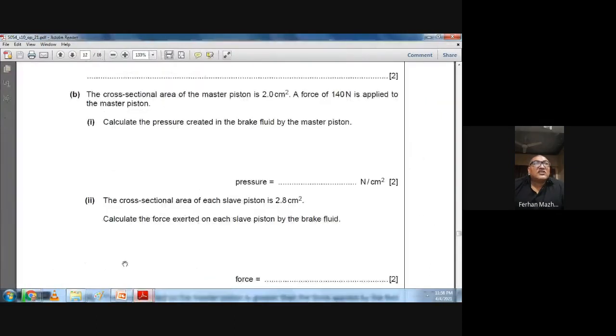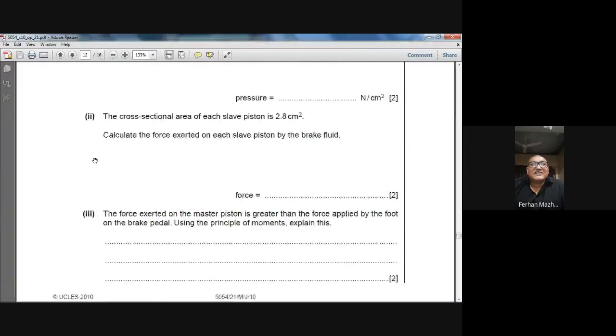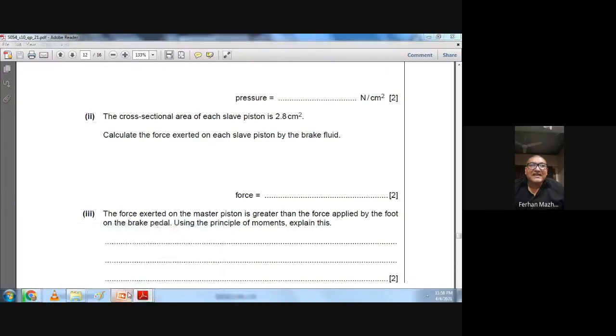Okay, the next part is: the cross-sectional area of each slave piston is 2.8 centimeters square. Calculate the force exerted on each slave piston by the brake fluid. See, whatever pressure is created in the master cylinder, the same pressure through the braking fluid is transmitted into the slave cylinder. So I already know the pressure, and that will be 70 Newton per centimeter square. And I know the area of that slave piston, so I can calculate the force. Force will be pressure multiplied by area. Let me show you my work.